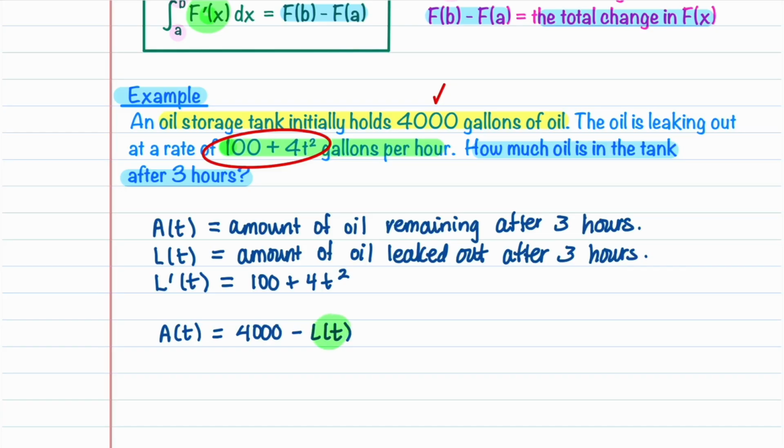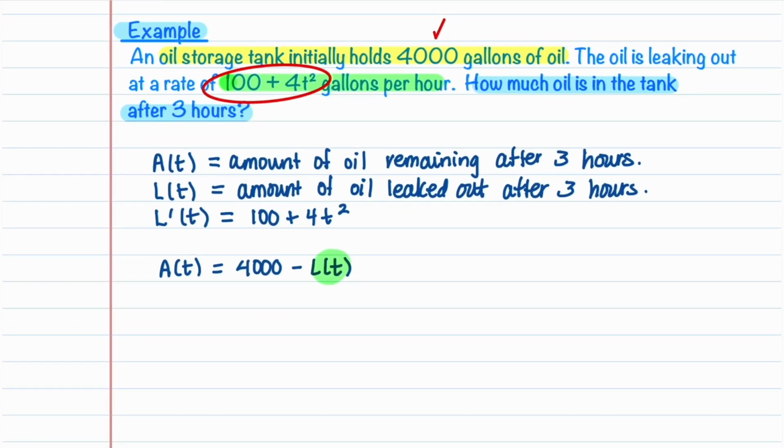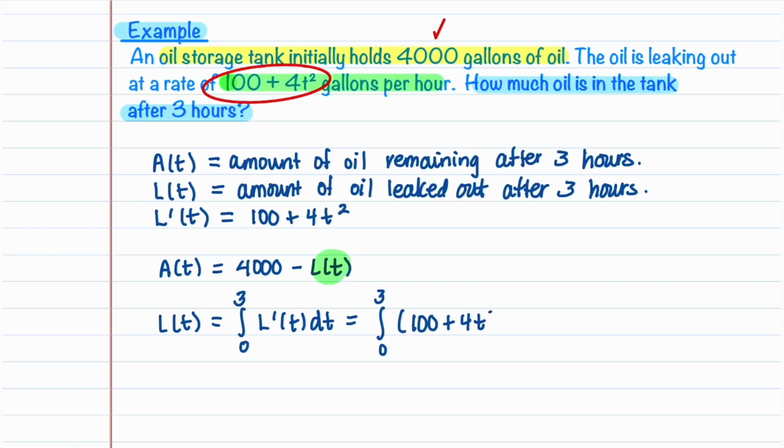To do that, we are going to use the net change theorem, and it tells us that capital L of t is the integral from 0 to 3, because we have 3 hours that we're looking at, of L prime of t dt. Now we can just substitute in what L prime is. It is 100 plus 4t squared dt. Now we can integrate that. This is 100t plus 4t cubed divided by 3, and we're going to evaluate this from 0 to 3.